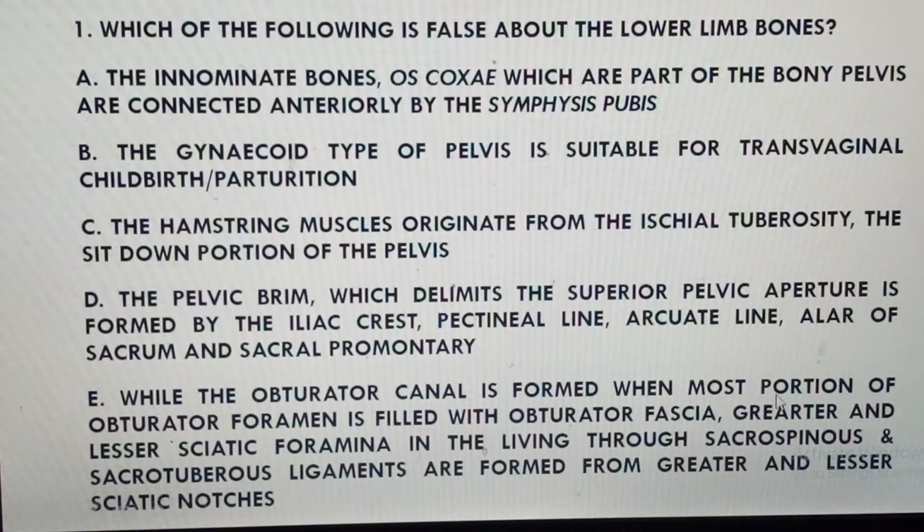The only false part here is that the obturator canal is formed from the obturator foramen when most of this foramen is filled by obturator membrane, not obturator fascia. The obturator membrane covers the obturator foramen, not the obturator internus muscle. So it's rather obturator membrane. The remaining statements are true: the greater and lesser sciatic foramina are formed through the sacrospinous and sacrotuberous ligaments. We look at those. So this is the false statement, option E.